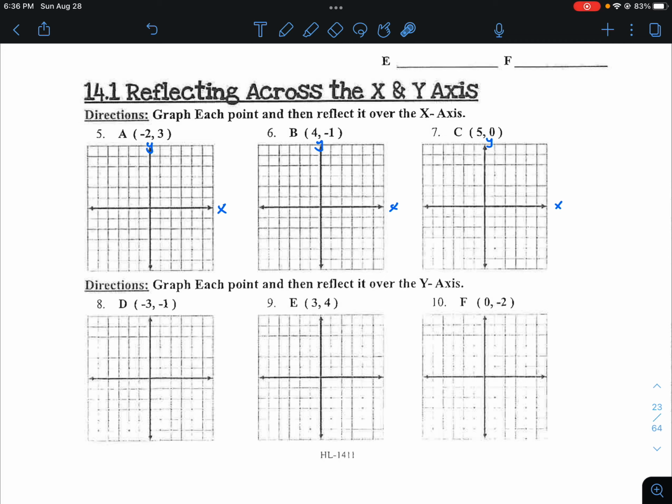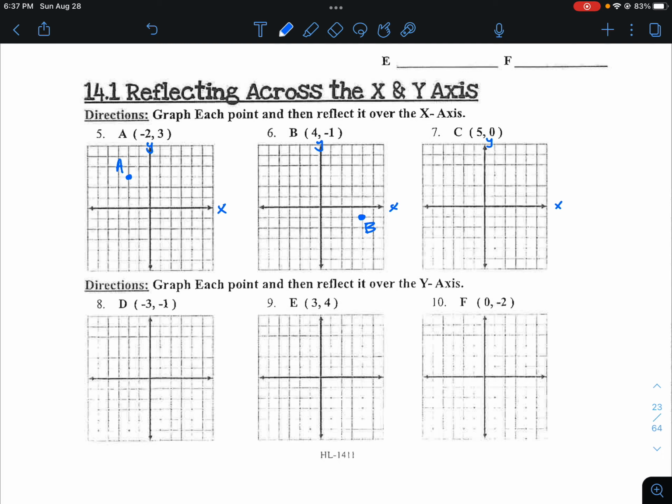A is located at (-2, 3). So I'm going to start in the middle. The first x number means I'm going to go left 2 and then up 3. So my point is right over there, (-2, 3), and that's A. I'm actually going to graph each point first, and then we'll talk about reflecting. B is at (4, -1), so we're going to go 1, 2, 3, 4 to the right, not 4 up, but 4 to the right, and down 1. Let's try that again, 4 to the right, down 1.